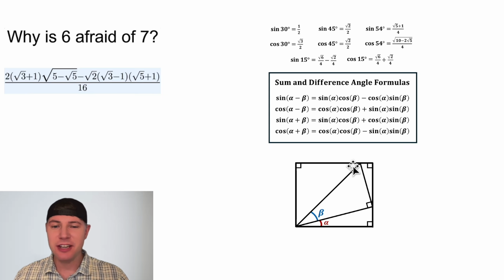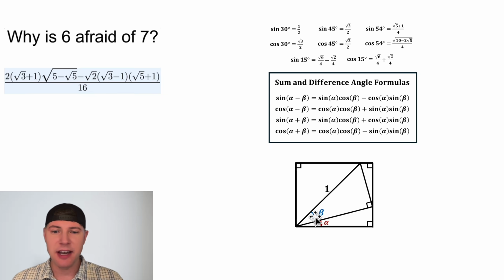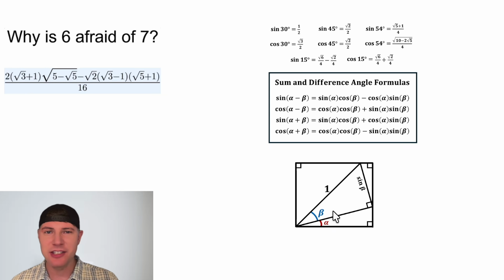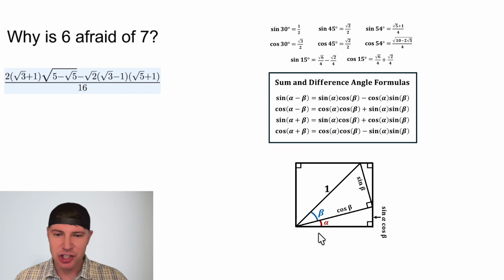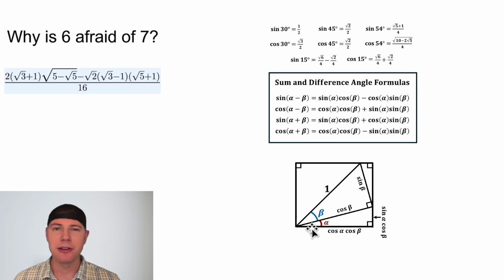Let's call this hypotenuse 1, which means this side opposite this beta will be equal to sine beta, and this side adjacent to the beta will be equal to cosine beta. And then if we look at this triangle down here, the side opposite the alpha is going to be sine alpha times the hypotenuse cosine beta. And the adjacent side of this triangle is going to be cosine alpha times the hypotenuse cosine beta.